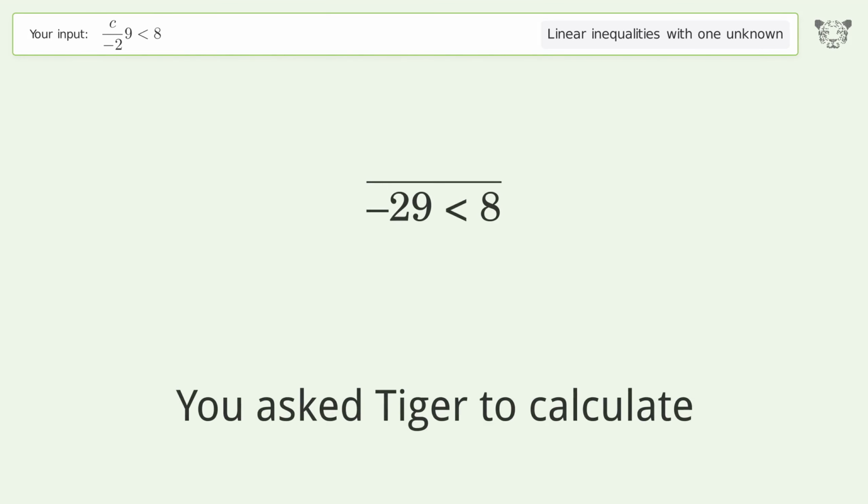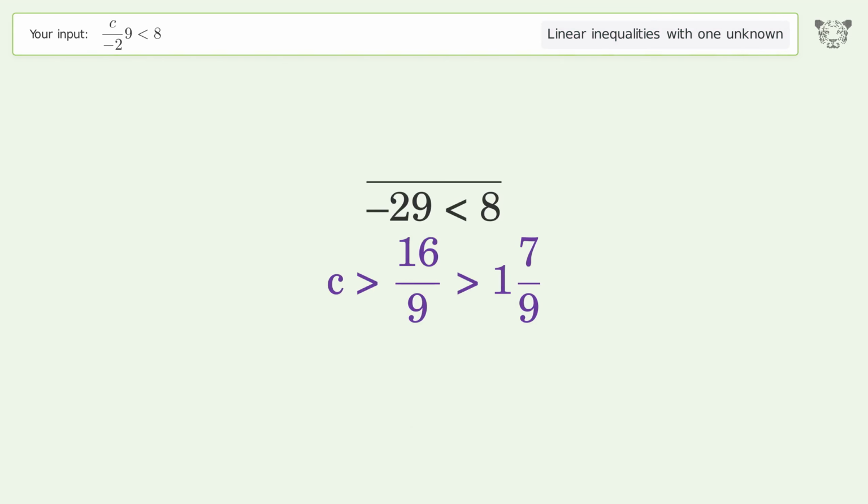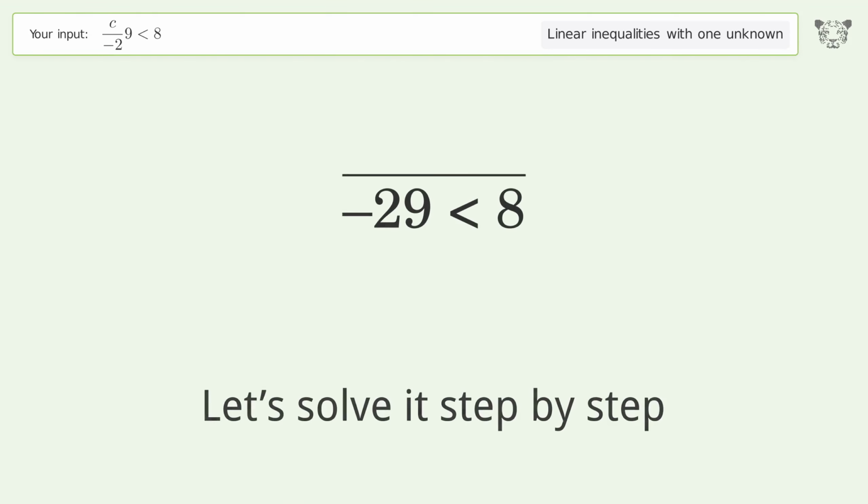You ask Tiger to calculate. This deals with linear inequalities with one unknown. The final result is c greater than -16/9 greater than -17/9. Let's solve it step by step.